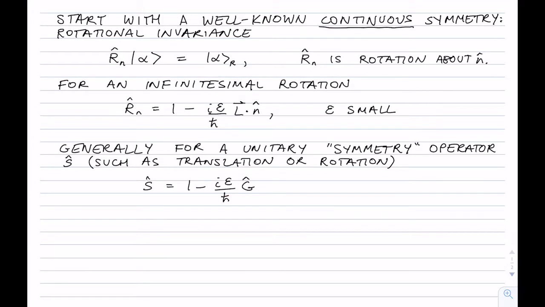So generally for a unitary symmetry operator, S, and I say symmetry in quotation marks because the Hamiltonian doesn't necessarily need to be symmetric under this symmetry operator, but we still call it a symmetry operator even when it's not actually a symmetry for our problem. So we would write S equals 1 minus i epsilon g over h bar as an infinitesimal symmetry operation because epsilon is very small. And g is the Hermitian generator of that symmetry operator.